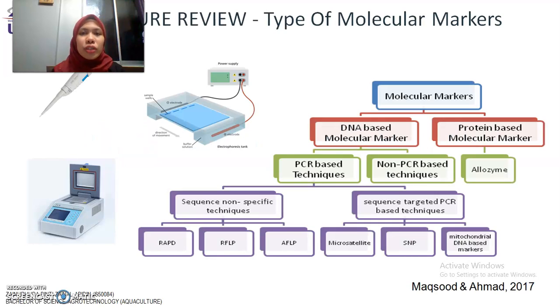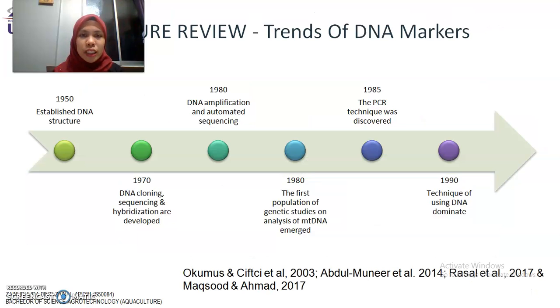For the literature review, the types of molecular marker are divided into two, the DNA base and the protein base. For the DNA base, we have the PCR based and non-PCR based, where we have the sequence non-specific techniques, which are RAPD, RFLP, and AFLP. And next, for the sequence targeted PCR based techniques, we have the microsatellite, SNP, and the mitochondrial DNA based marker.